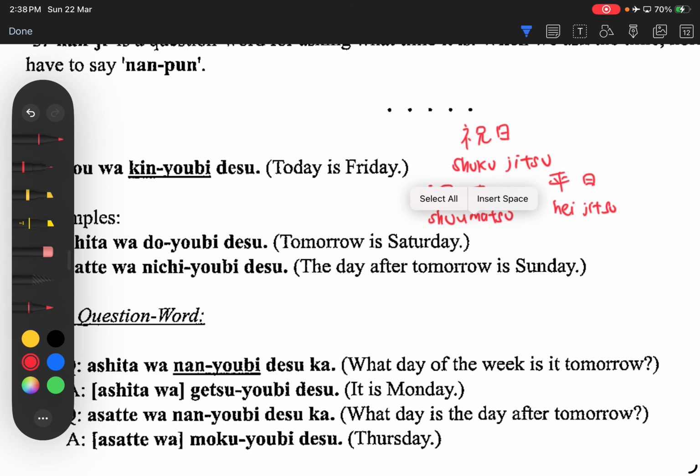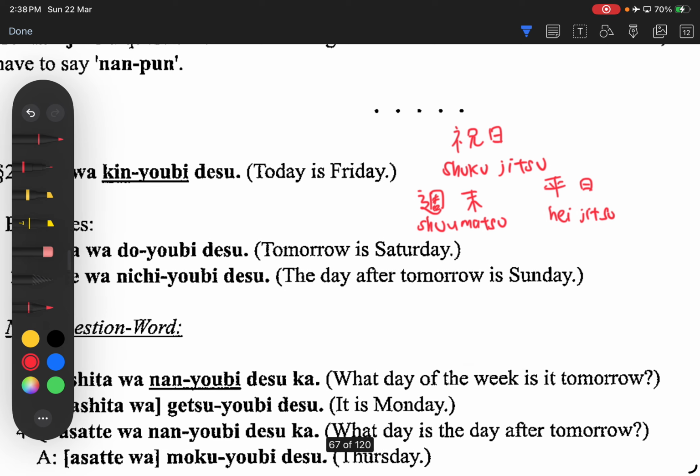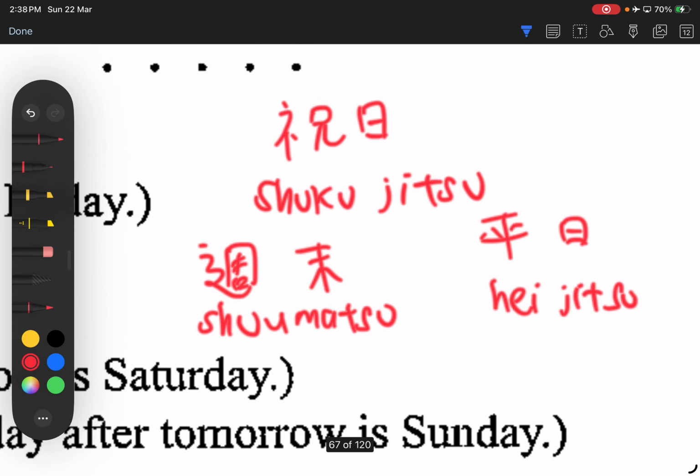In case you can't see, I zoom in. Oh, my tablet lagging again. I wonder why it keeps lagging. Okay.